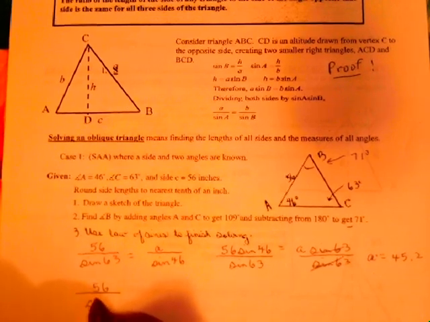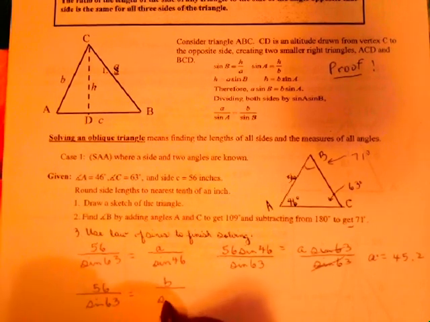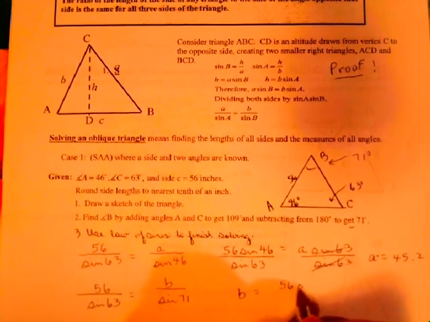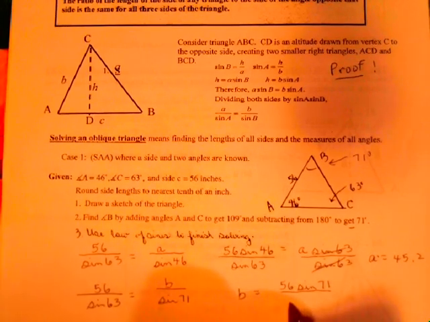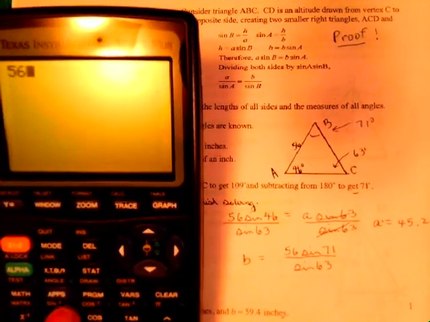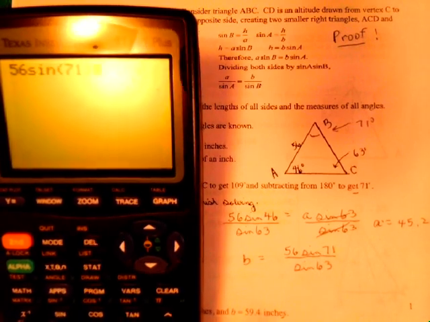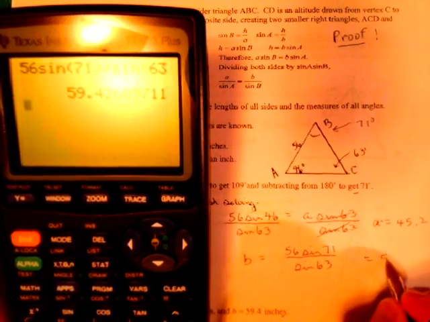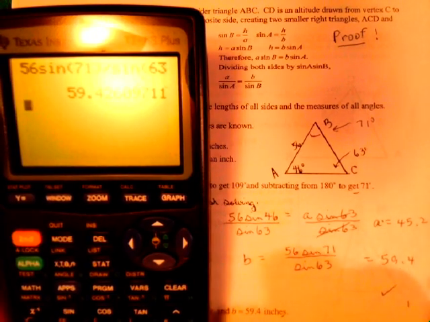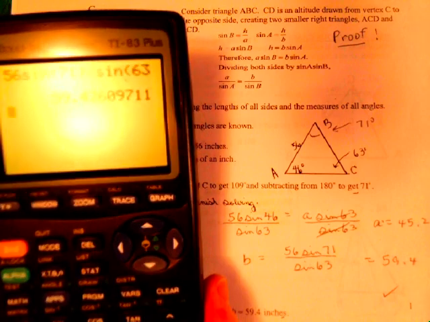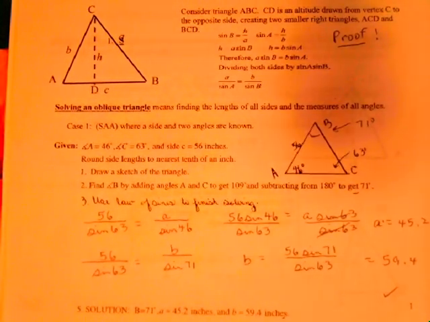Do the same thing to find the length of side b. 56 is to the sine of 63, as b is to the sine of 71. That's going to tell you that b equals 56 sine of 71 divided by sine of 63. Put that in your calculator: 56 sine of 71, close parentheses, divided by sine of 63 equals 59.4, and we have just completed our first example. Seems to me that this chapter is going to be much easier than the one we just finished. Turn the page.